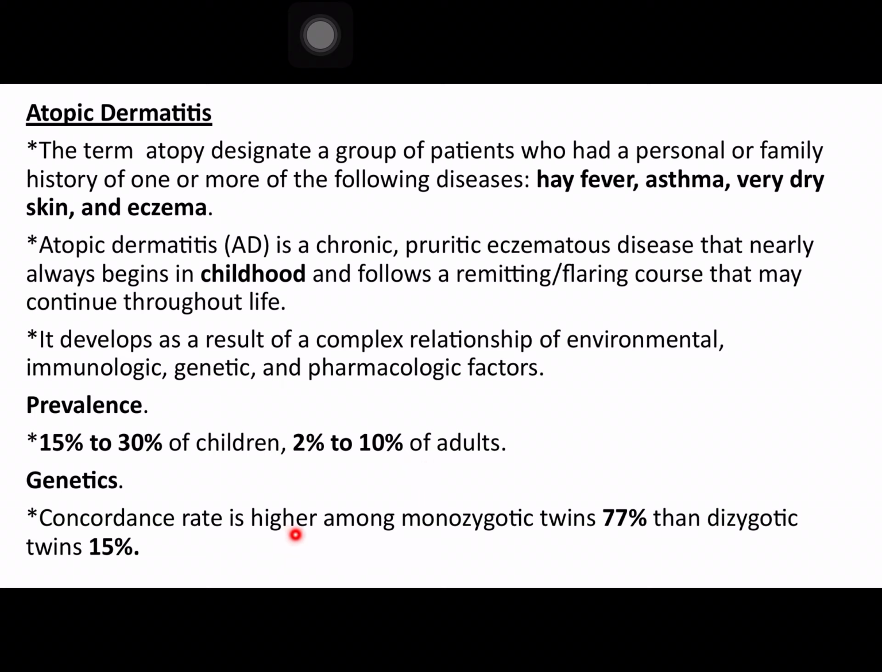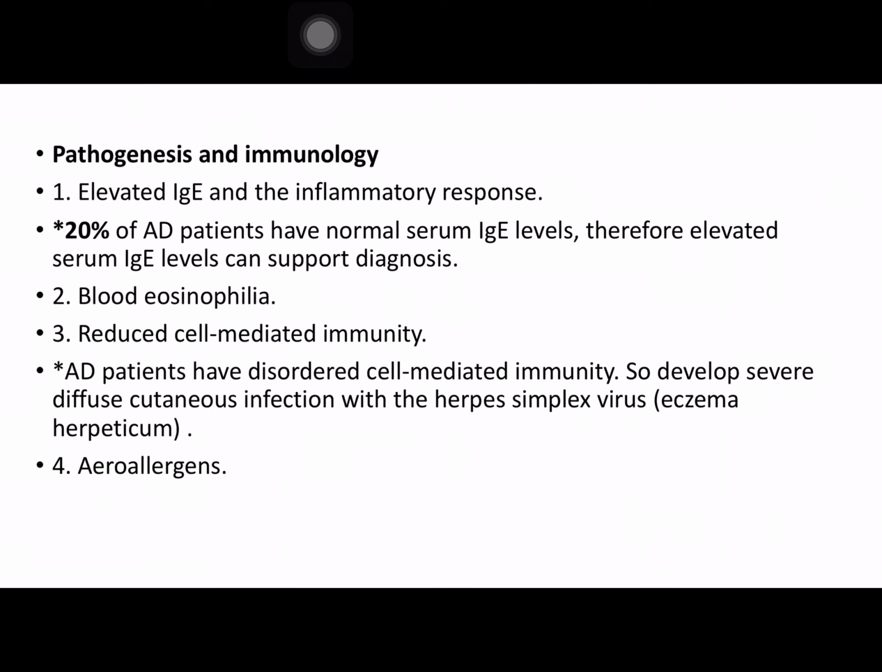Genetic influence is higher among monozygotic twins, 77%, than dizygotic twins, 15%. Pathogenesis: elevated IgE level and inflammatory response. Not all patients with atopic dermatitis have an increased IgE level, as 20% have a normal serum level of IgE. So an increased IgE level is considered supportive for the diagnosis, not confirmatory, and a normal level doesn't exclude atopic dermatitis. Blood eosinophilia, reduced cell-mediated immunity.